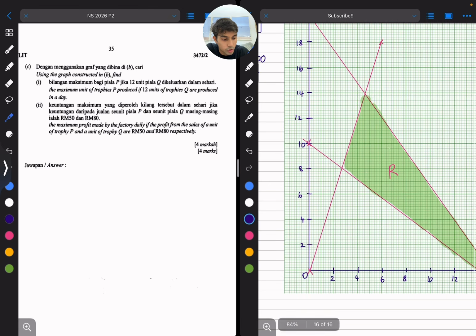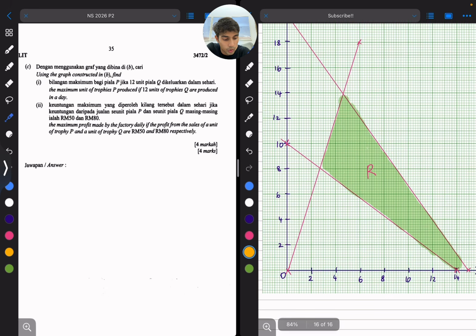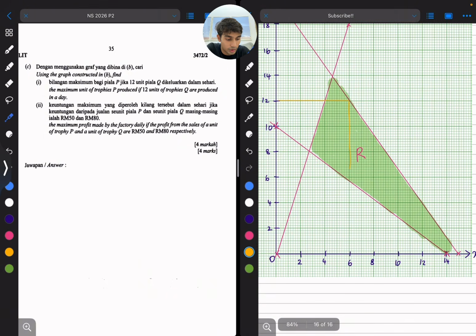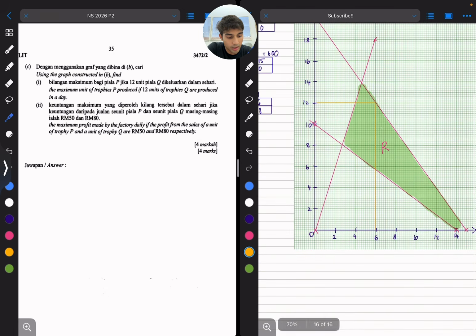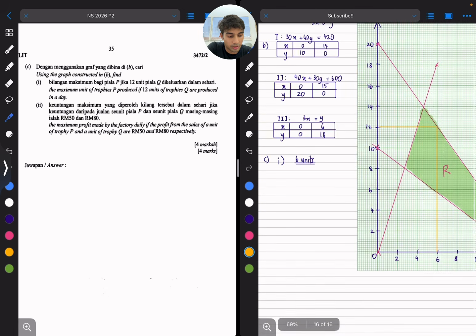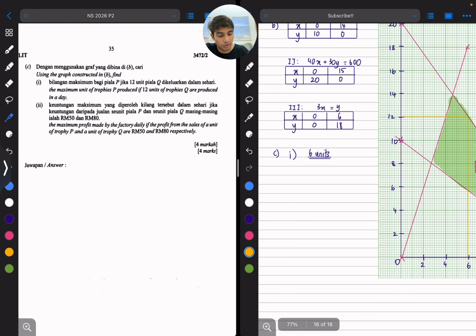But don't forget to show your working. Your working should be a dotted line. You draw a dotted line here. I don't know how to draw a dotted line on my iPad, so I just use this yellow line. Then you guys draw the dotted line. That's your working, so the examiner can see that you've used the graph.